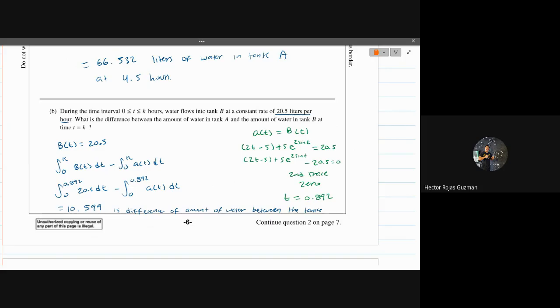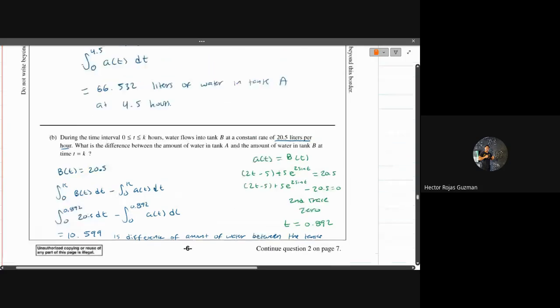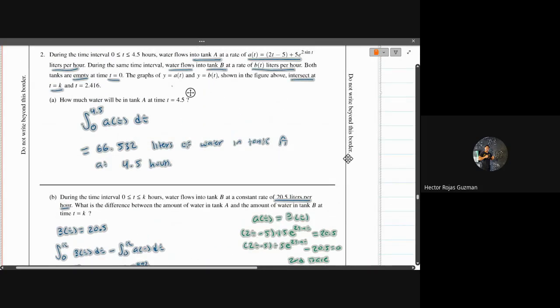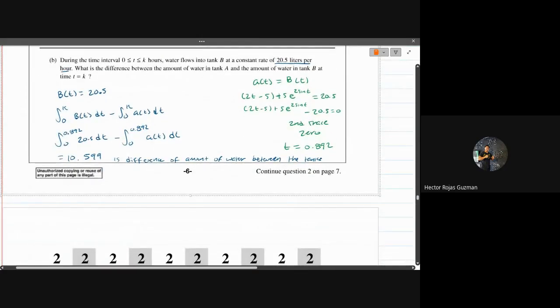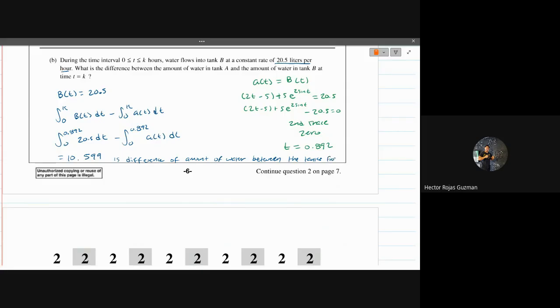When you're doing the actual AP test, make sure you don't go past this border. It literally tells you, do not write beyond this border because that's probably not going to be graded. So be really careful with that. It's the difference of the amount of water between the tanks from 0 to 0.892 hours. And just so that it's clear, B has more water.